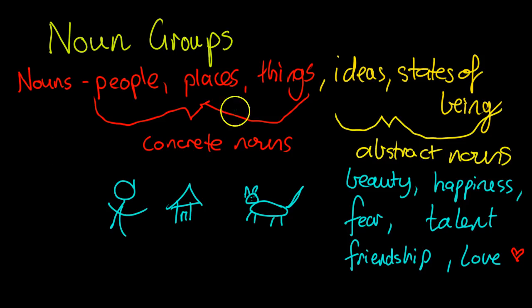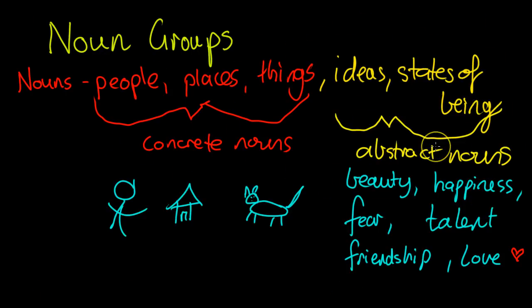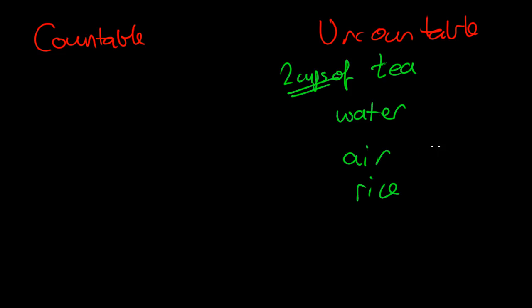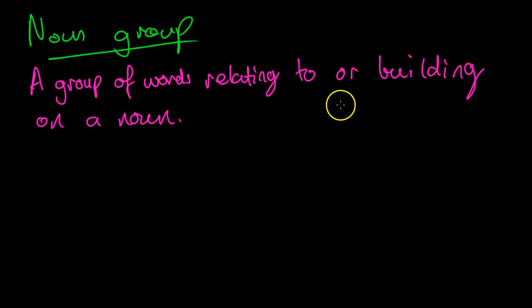Right, so now that we know what nouns are, and we know what concrete and abstract nouns are, and we know what countable and uncountable nouns are, a noun group, like I promised I'd tell you. A noun group is simply a group of words relating to or building on a noun. So a group of words relating to or building on a noun.